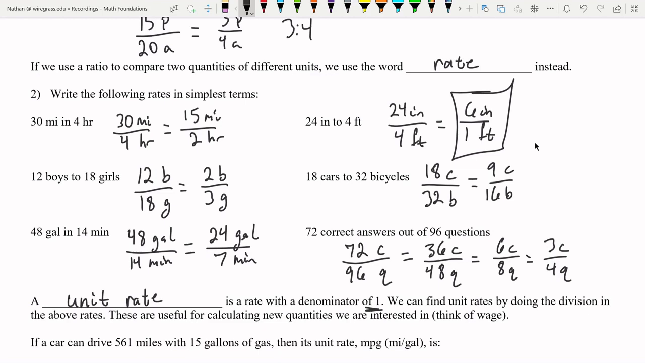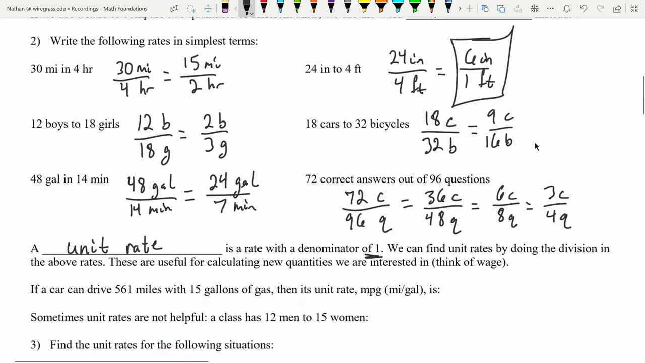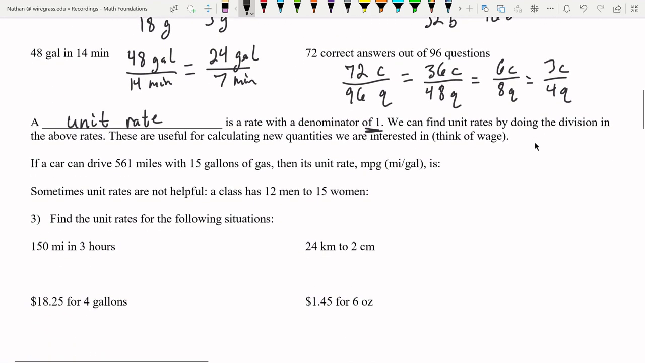We're going to write the units slightly differently for a unit rate, and that kind of depends on the part that you're talking about. So if a car can drive 561 miles with 15 gallons of gas, then the unit rate, which would be miles per gallon, or MPG, is 561 divided by 15. Plugging it in a calculator, I get 37.4, and I'm going to write it like this, miles per gallon. So the car can go 37.4 miles on a single gallon of gas.